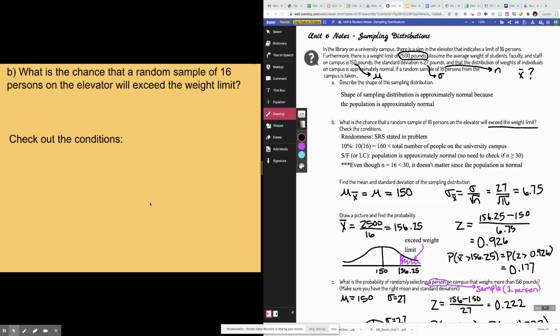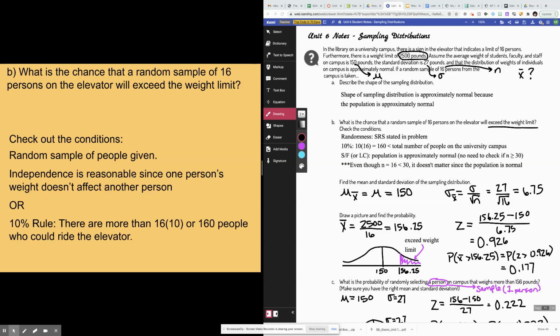Part B goes through the whole problem, like the whole process of doing a sampling distribution of means problem. We're trying to figure out what's the chance that a random sample of 16 people on the elevator will exceed the weight limit, which is 2,500 pounds. So first I have to check my conditions. I have my randomness condition, which is stated in the problem. They do say that we took a random sample.